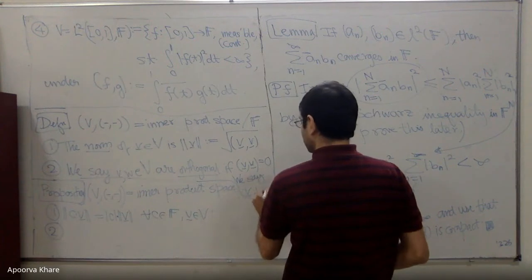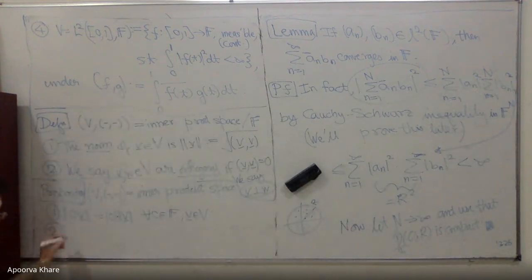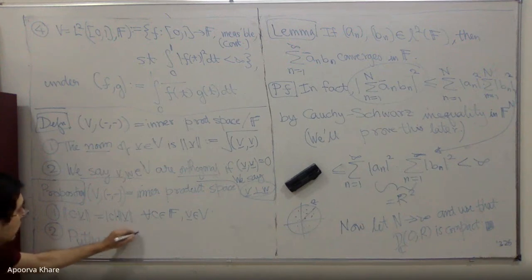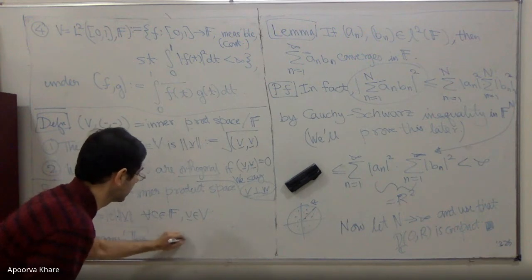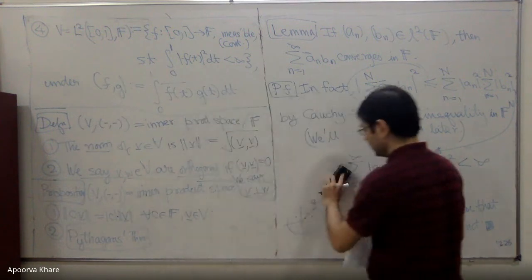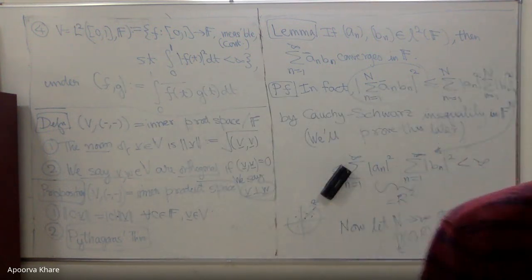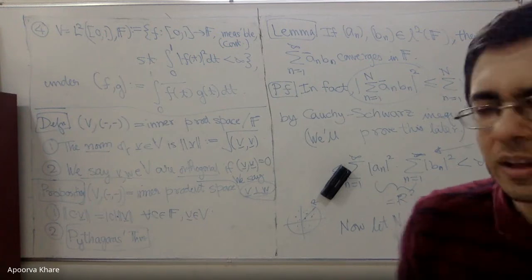Say V perpendicular to W. Of course, the notation for orthogonal is V perpendicular to W. So the theorem here is called, as you know, Pythagoras theorem. If V is perpendicular to W, actually it's if and only if, I should have said that. V is orthogonal to W if and only if the norm squared of V plus W equals blah, blah, blah. I think this is true.